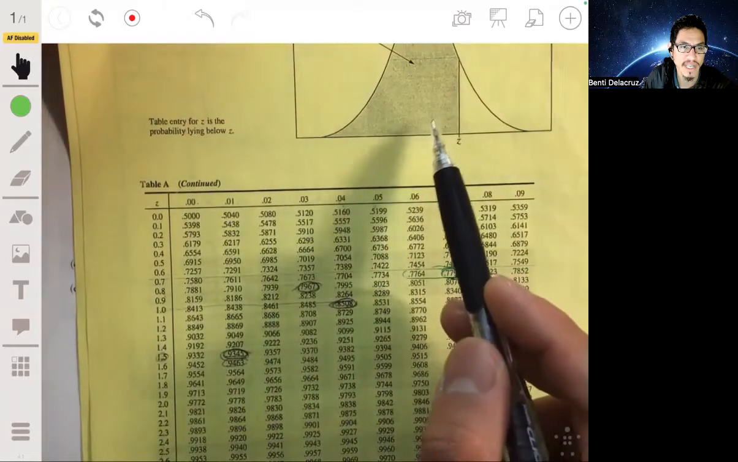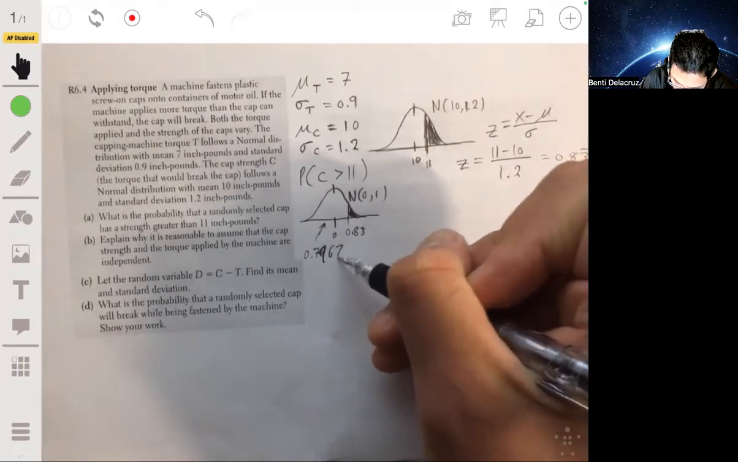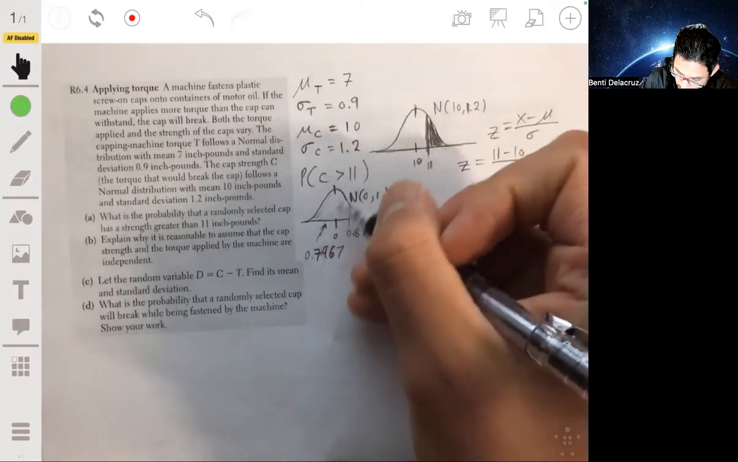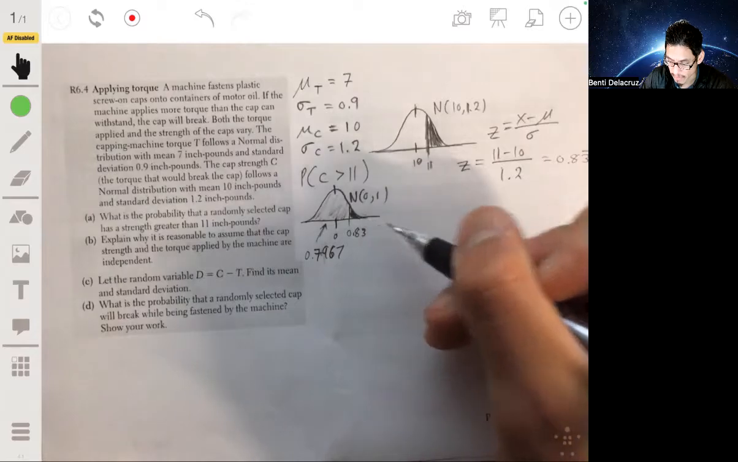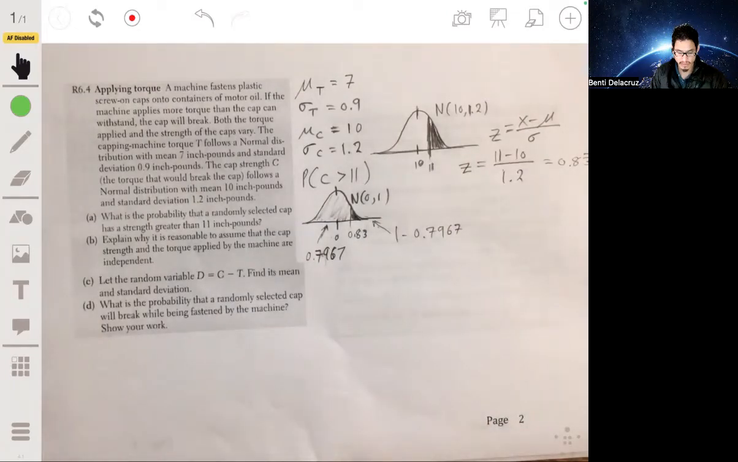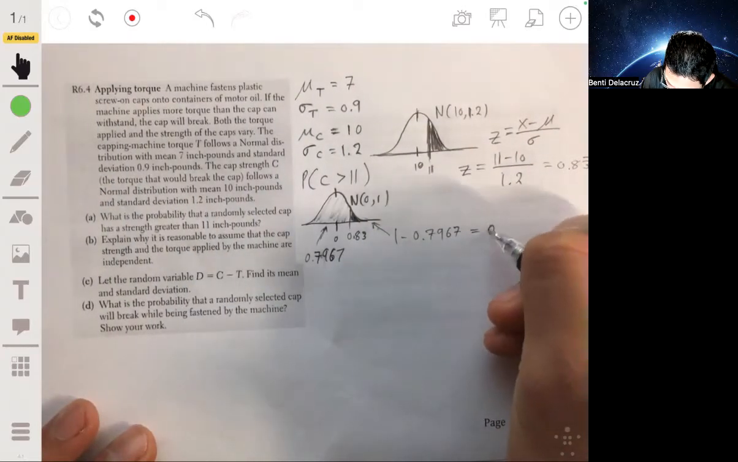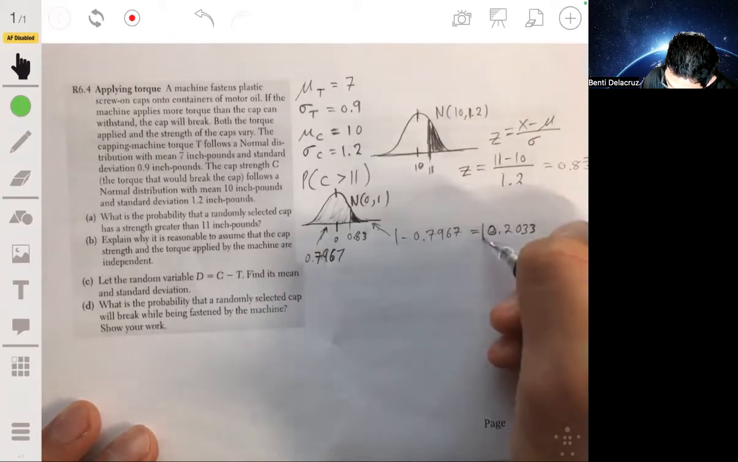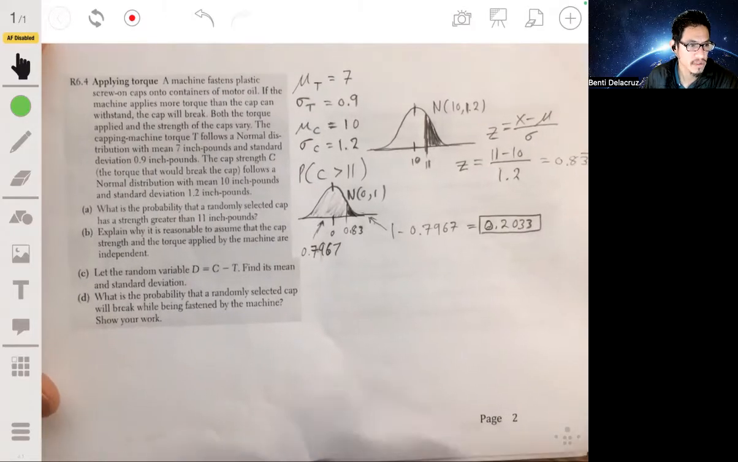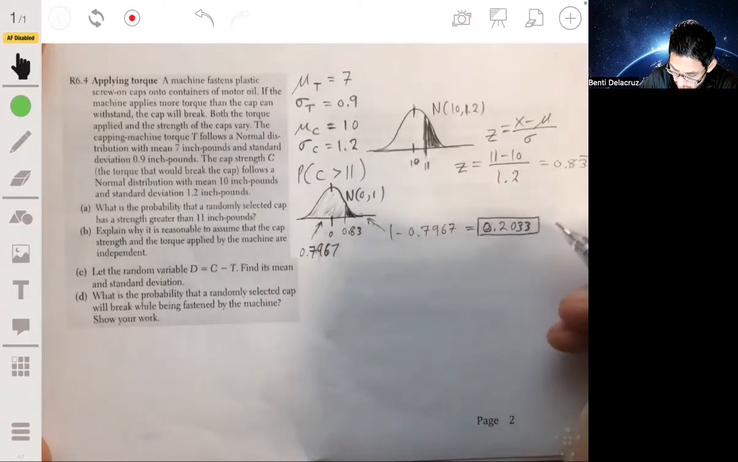Now remember, this 0.7967 is the area to the left. So we have an area of 0.7967 on this side, this light area. That means the shaded area will be 1 minus 0.7967. That'll be about 20.33%, or 0.2033. So the probability that a randomly selected cap will have a strength greater than 11 inch-pounds is about 0.2033. So that's part A. We got part A down.